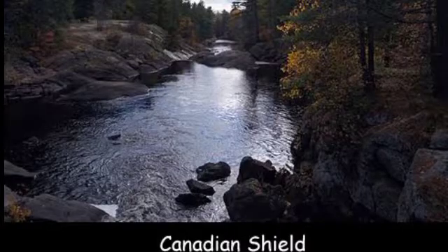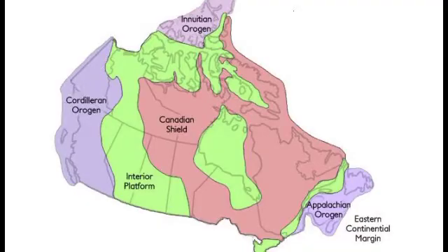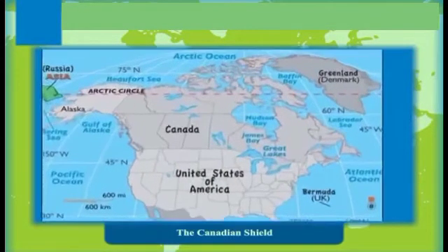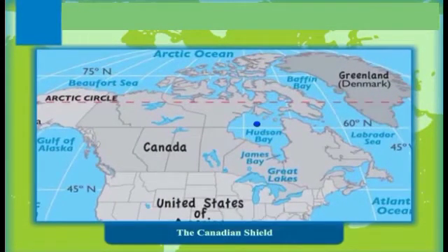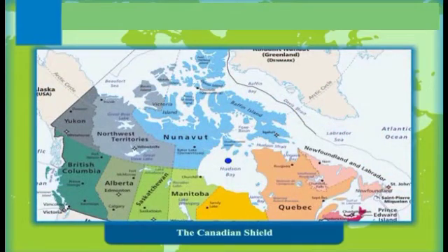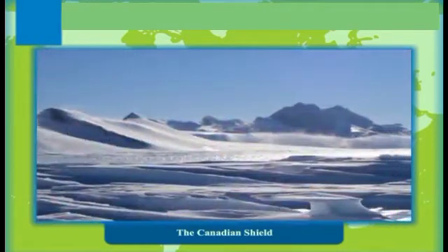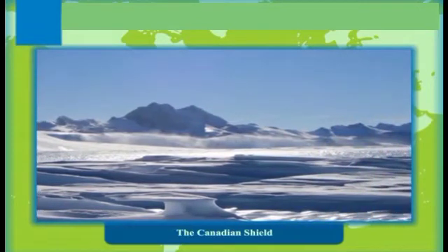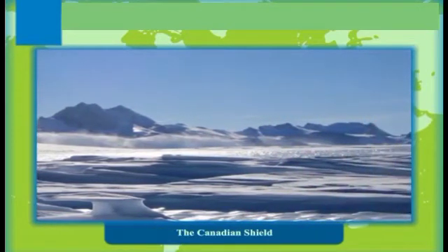Canadian Shield. The Canadian Shield centers around the Hudson Bay and it is located in the northern and northeastern parts of North America. It occupies about half the area of Canada. During the Ice Age, the entire Canadian Shield was covered with ice sheets. Even today, the northern part of the shield remains under snow and ice almost throughout the year.